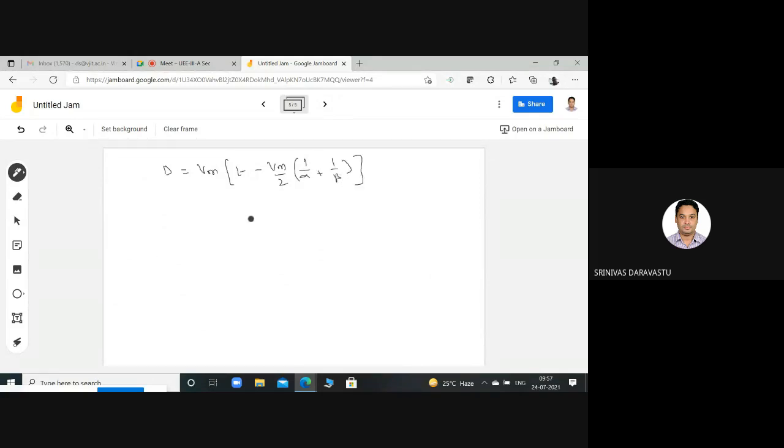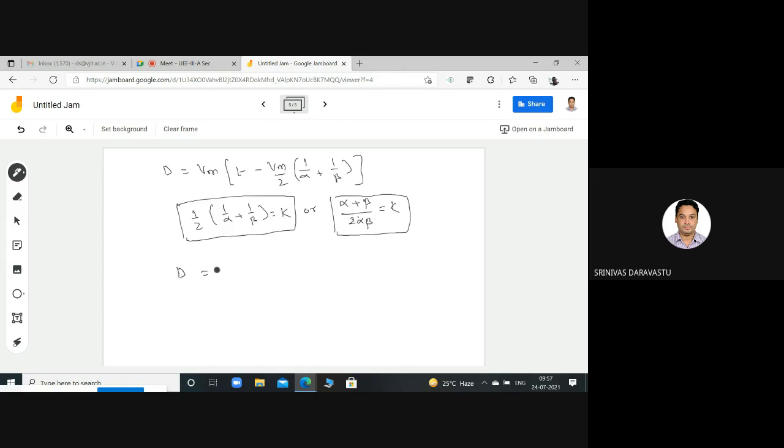Now let us assume 1 by 2 times 1 by alpha plus 1 by beta equals some constant k, or we can write it as alpha plus beta by 2 into alpha beta, taking the LCM. That equals the k value. Here, 1 by 2 times 1 by alpha plus 1 by beta is nothing but some constant k. Now substitute in this equation.